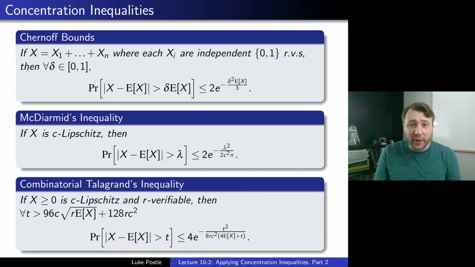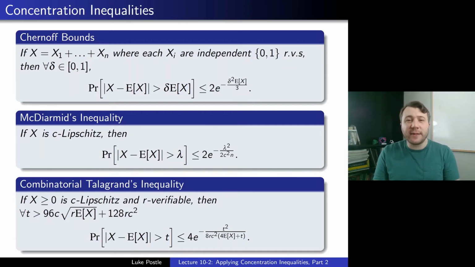So what does combinatorial Talagrand's do? If we can add in non-negativity and verifiability, then we can actually replace the n, the number of trials, by the expectation, if you think of r and c as constants. So when the expectation is much smaller than the number of trials, this will be useful to actually get good concentration. And from combinatorial Talagrand's, you could somewhat derive an akin bound to the Chernoff bounds, as they would also be verifiable with the coin flips. So these are the three bounds we'll be using today.